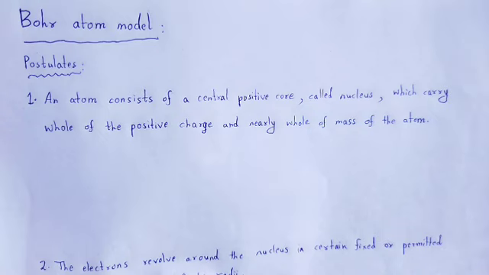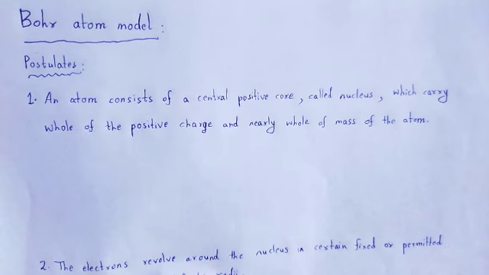Another scientist, Rutherford, one of the students of J.J. Thomson, experimentally tried to conclude what exactly the structure of an atom is, and he performed the very famous alpha scattering experiment. From that experiment, he proposed an atomic theory, which is named the Rutherford atomic model.